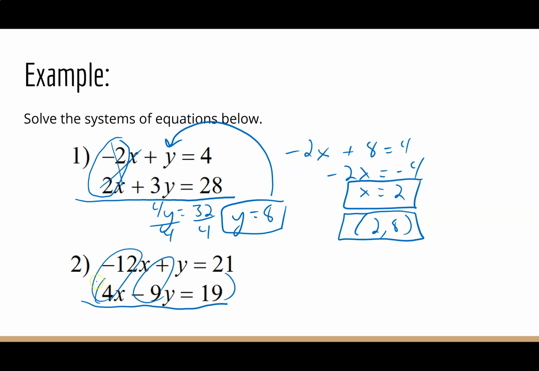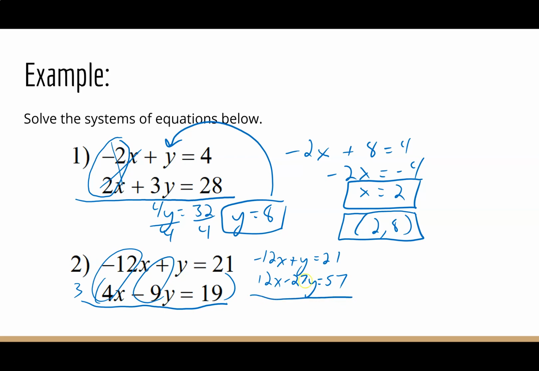I'm going to take this whole bottom equation and multiply it by 3. So the first one is going to stay the same. Second equation is now going to become 12x minus 27y equals, let's see, 3 times 19 is 57. And let's see, did I do that right? 3 times 9 is 27, 3 times 19, yeah, 57.